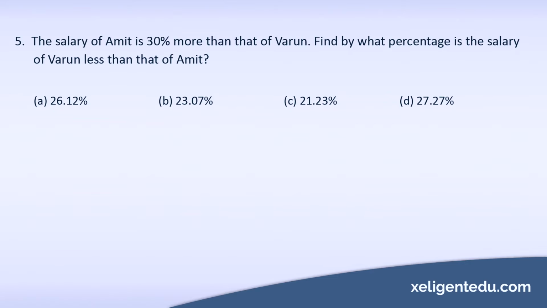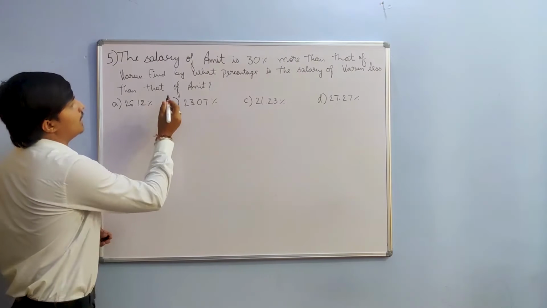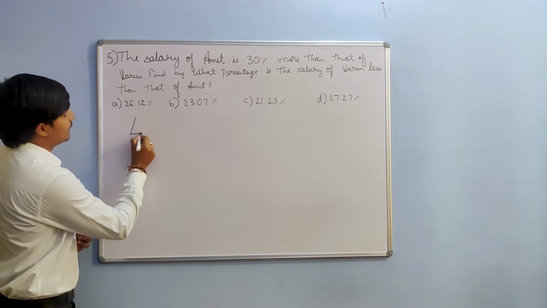The salary of Amit is 30% more than that of Varun. Find by what percentage is the salary of Varun less than that of Amit. Option A, 26.12%, option B, 23.07%, option C, 21.23%, and option D, 27.27%.